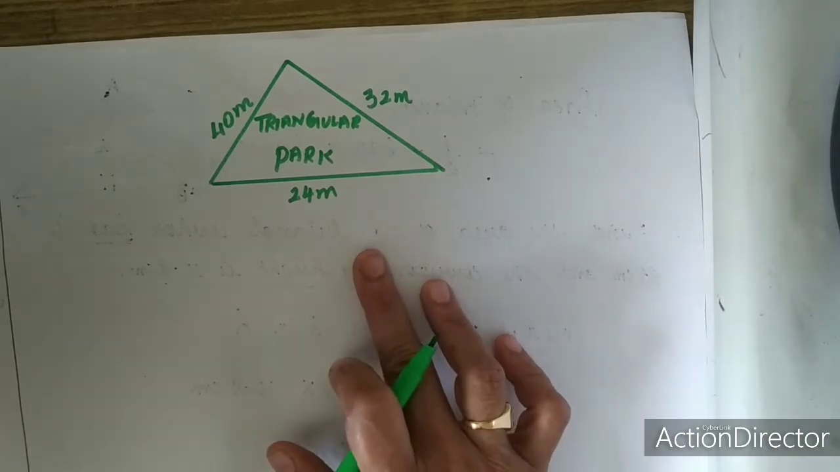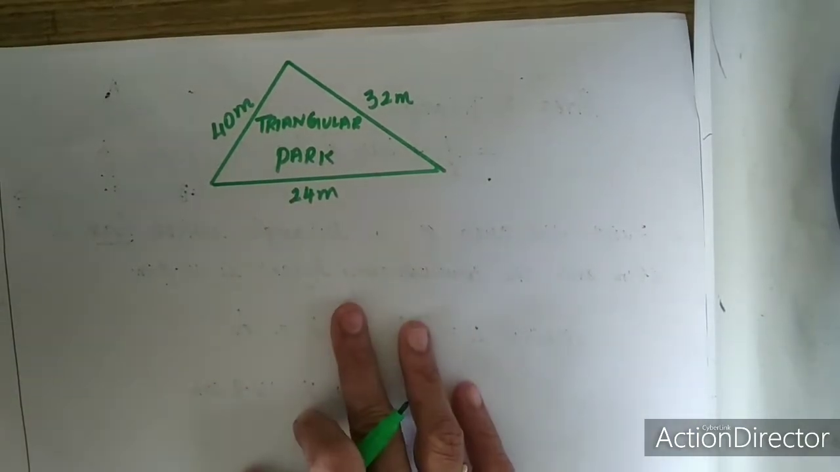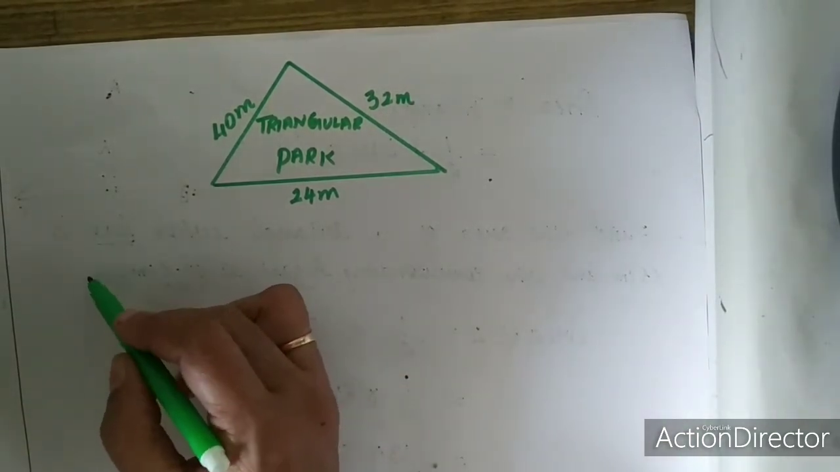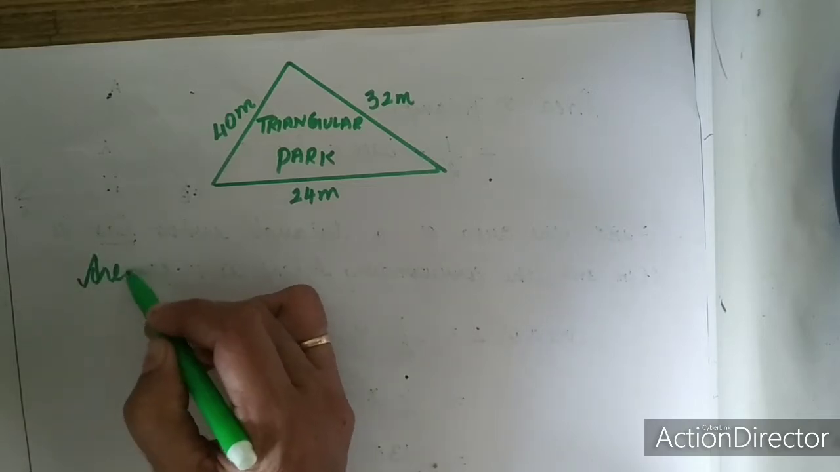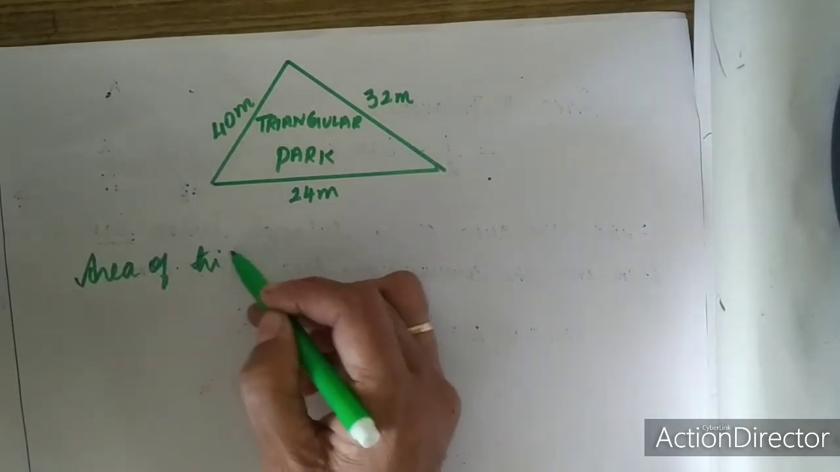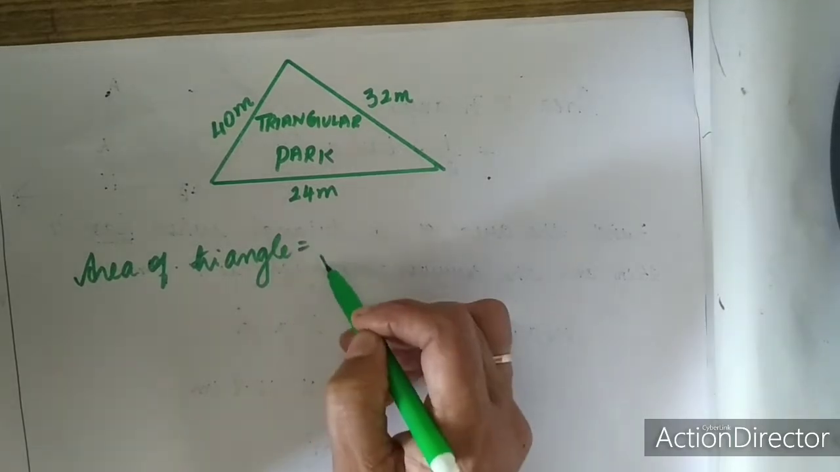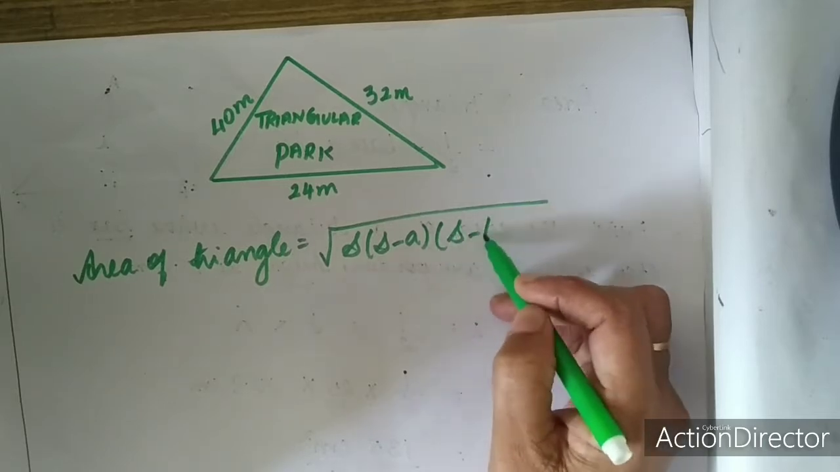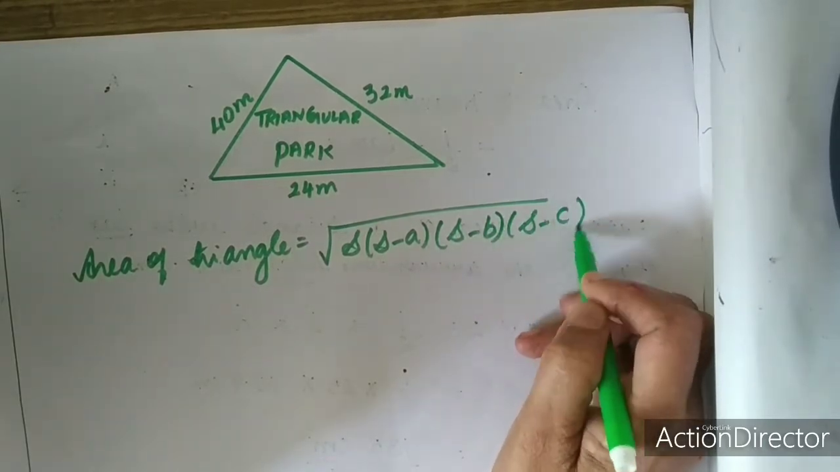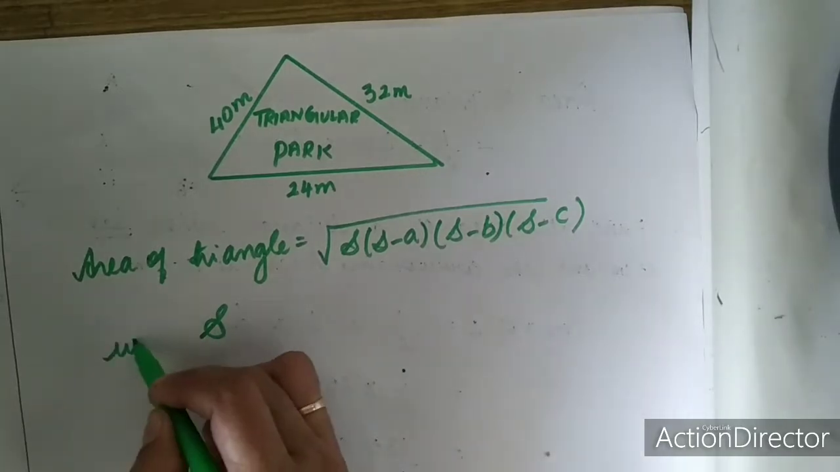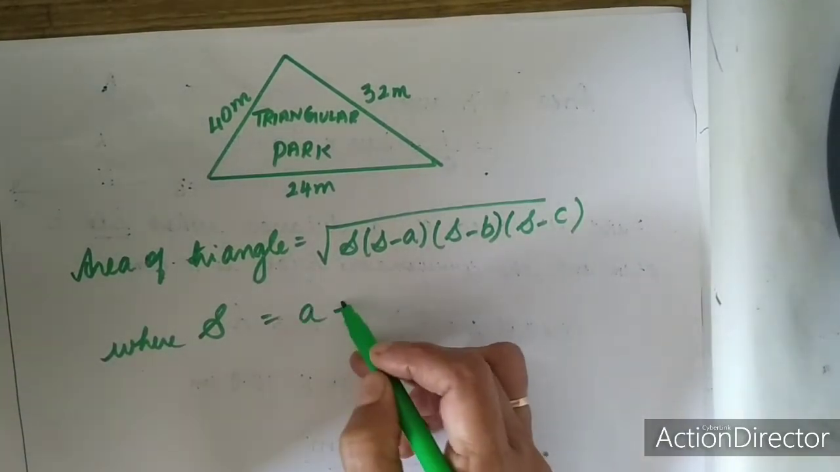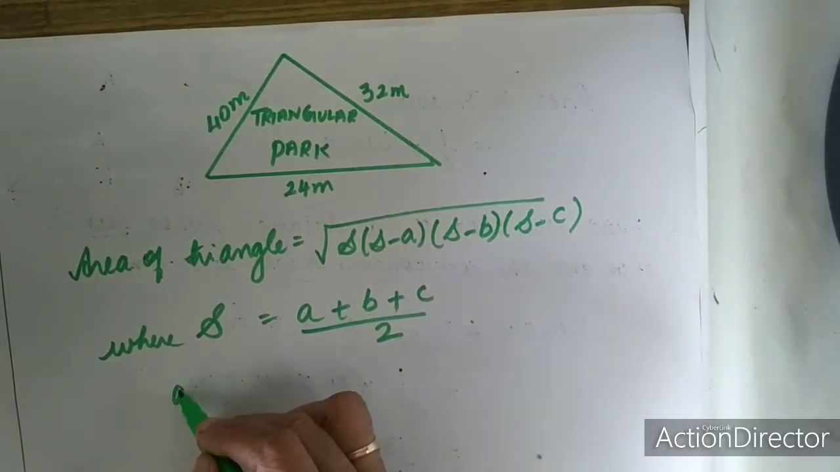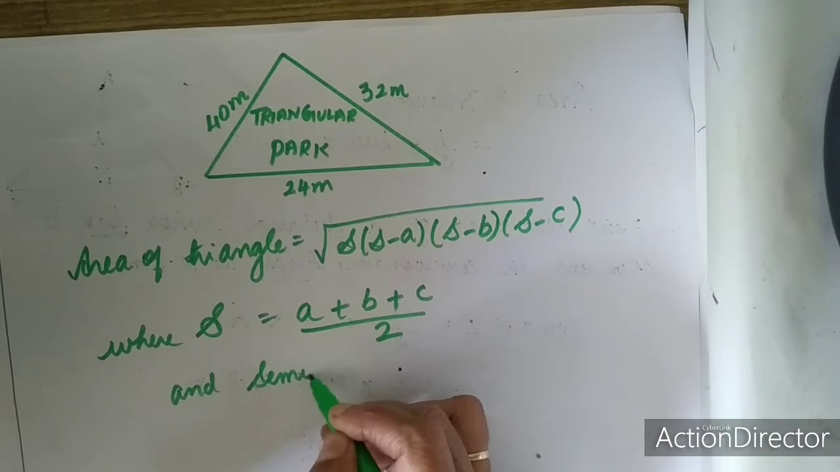So, for finding the area of this triangle, Heron, a famous mathematician, has found the Heron's formula, where it is given by area of triangle is equal to under root of s into s minus a into s minus b into s minus c, where s is equal to a plus b plus c upon 2, and it is also called as semi-perimeter.